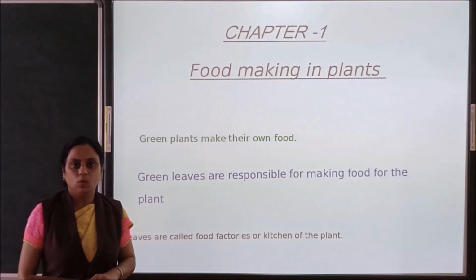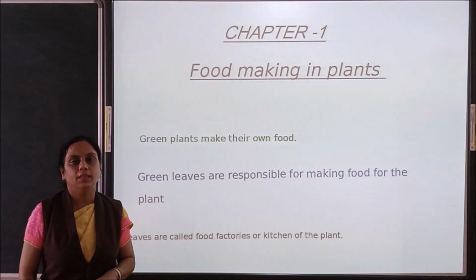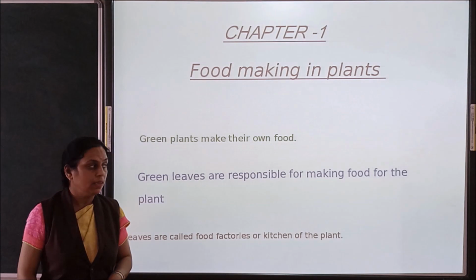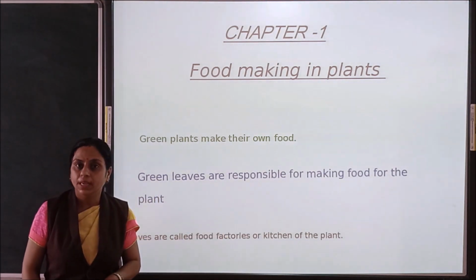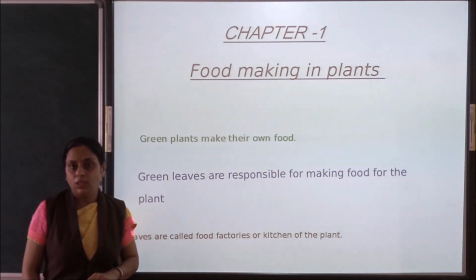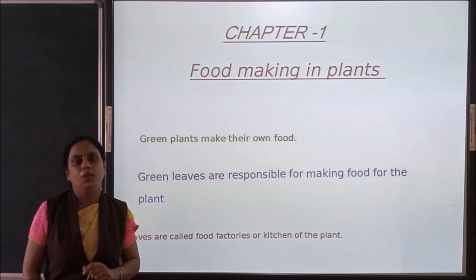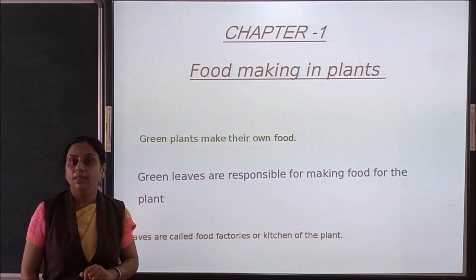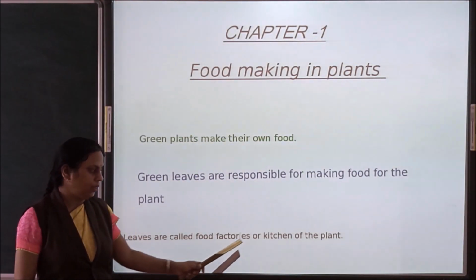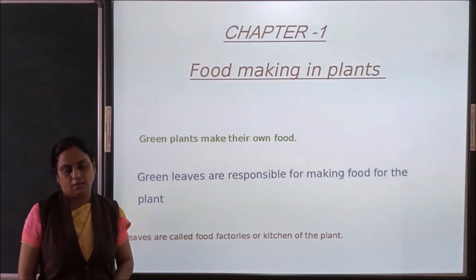Green plants make their own food. You all know green plants make their own food. And the part where the food is prepared is the leaves. That means leaves are responsible for making the food. Now tell me children one thing. At your home, where the food is prepared, what do you call it? Yeah, kitchen. Same way, food is prepared in the leaves. So leaves are also called food factories or kitchen of the plant.